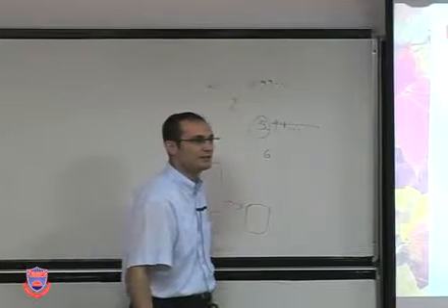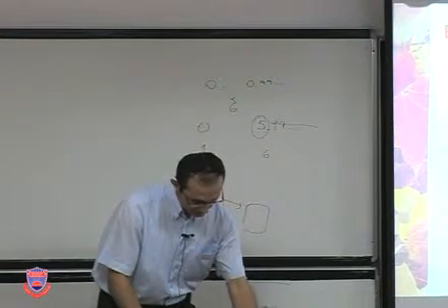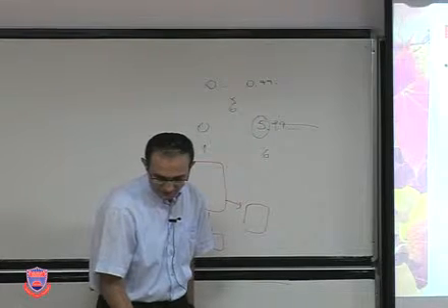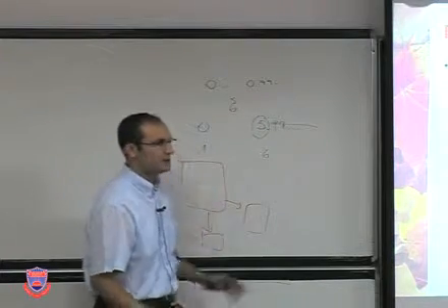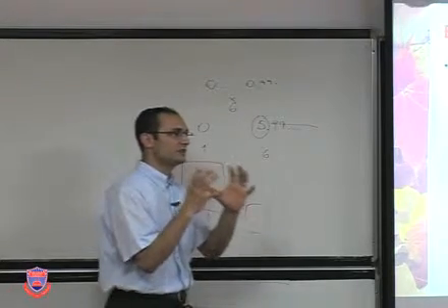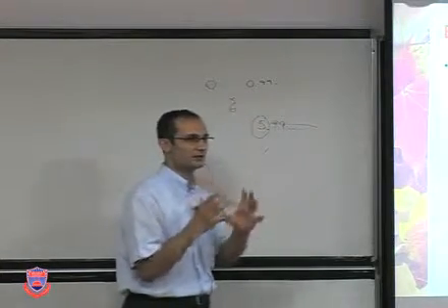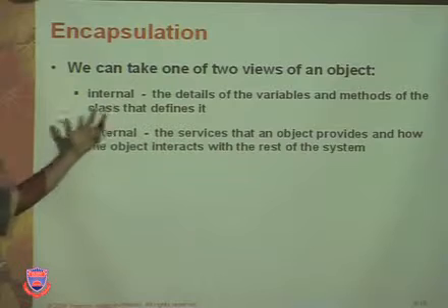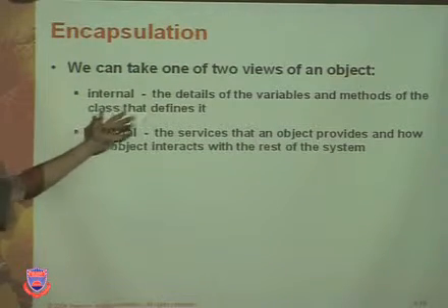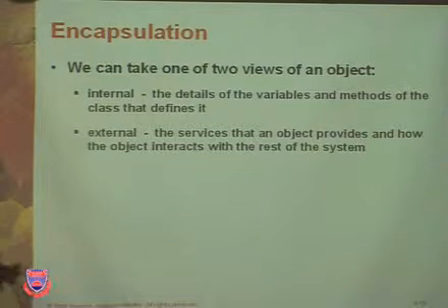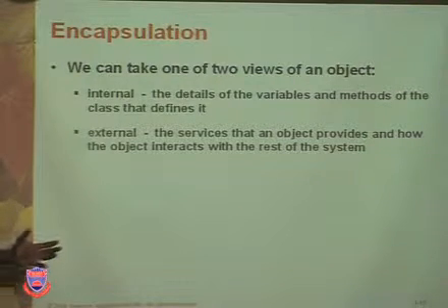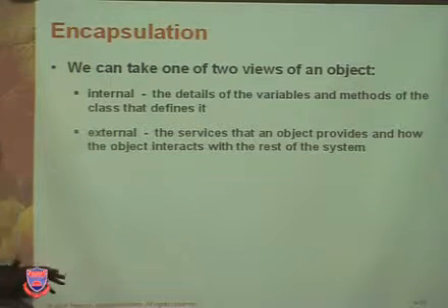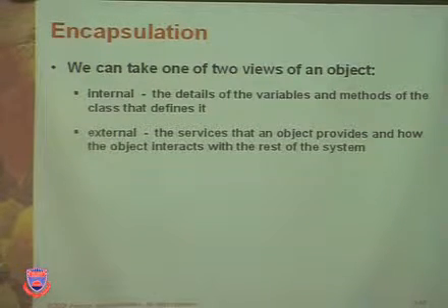So encapsulation, as I mentioned in the previous lectures, limits the relationship between the object and the outside world. That's what encapsulation is doing. So for an object, we have two types of information. The internal one, which is the details of the variables that are stored within the object and how they interact with one another. And then the external, the services that are provided to the outside world. So what you can see out of this object is the external view of the object.